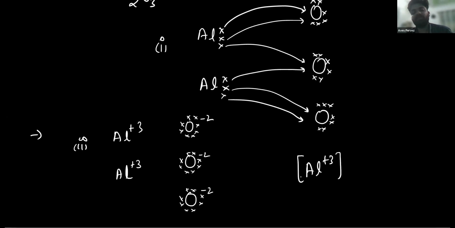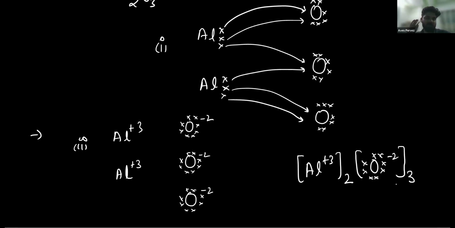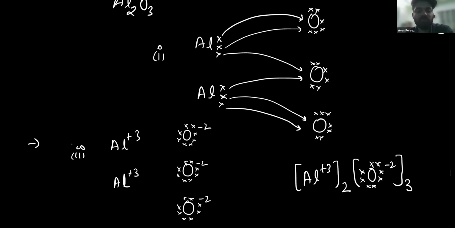How many atoms are there of Al? There are 2, so write 2. And then oxygen. How many oxygen atoms are there of O2-? There are 3, right here. Got it? Please note it down. So whenever it is being asked to draw this ionic structure, you need to complete this process in 3 steps. Okay, got it?